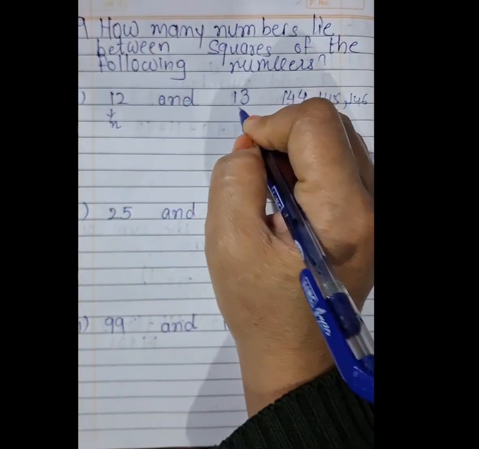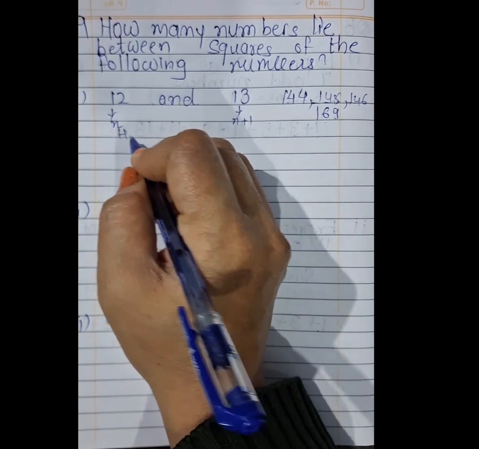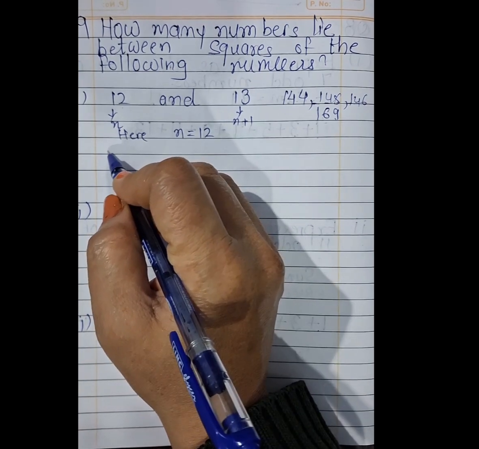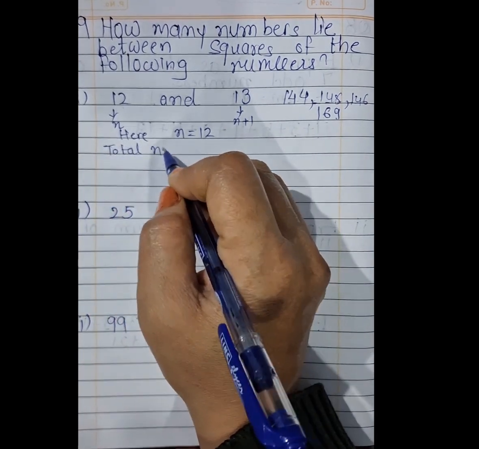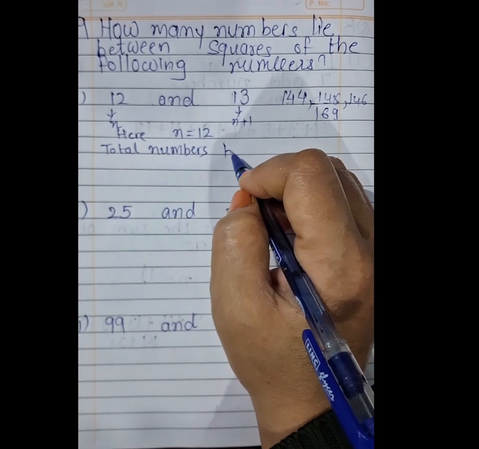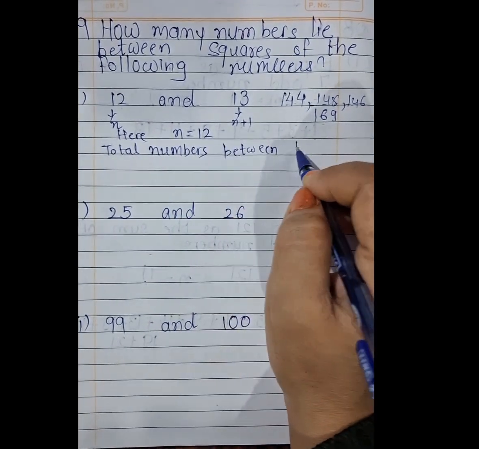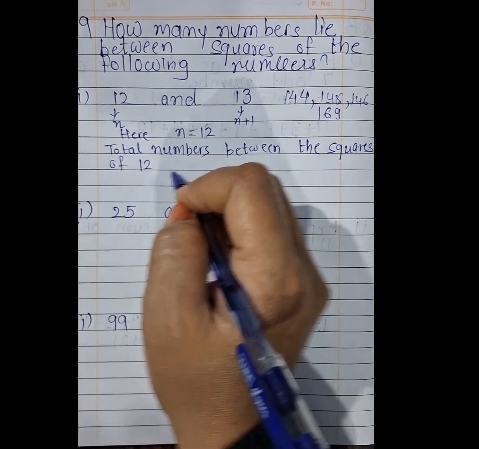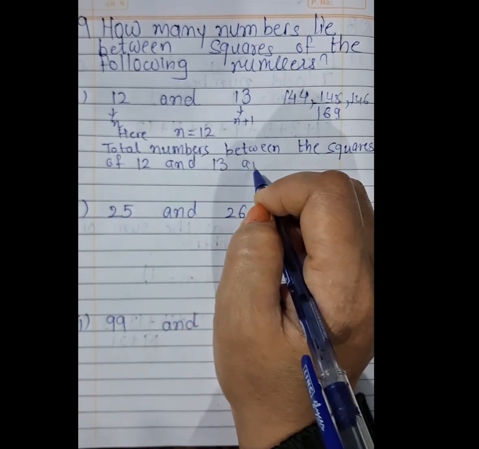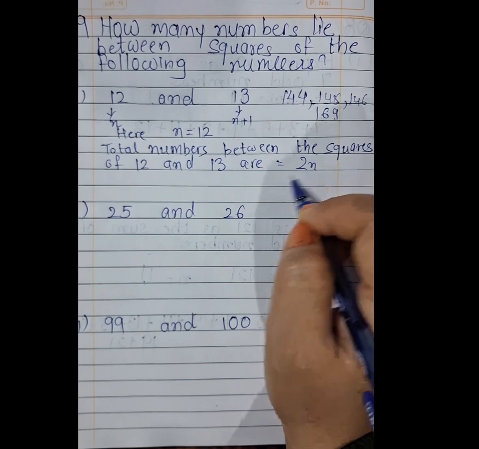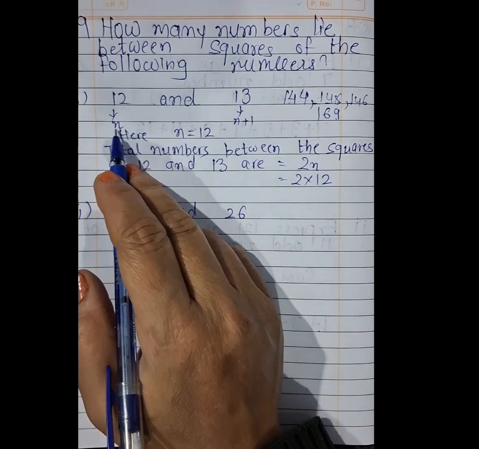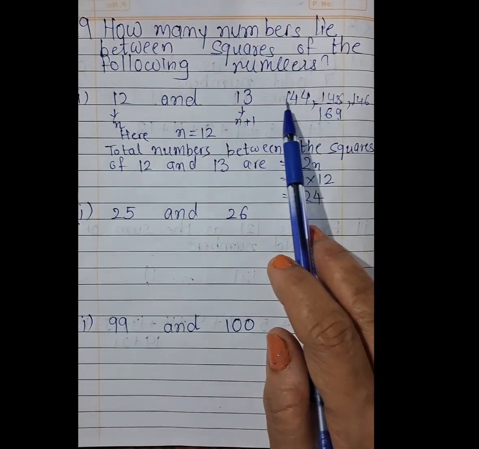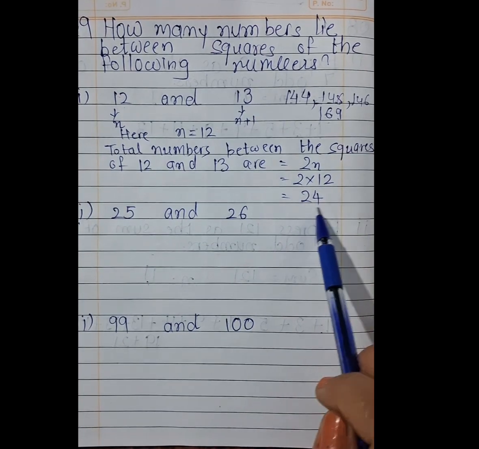Let this suppose be n and this suppose n plus 1. So here n is equal to 12. So total numbers between the squares of 12 and 13 are simply equal to 2n. That is, if you multiply 2 by 12, n is 12 here, so 12 2s are 24. So now here, if you count numbers between 144 and 169, you will get 24 numbers.